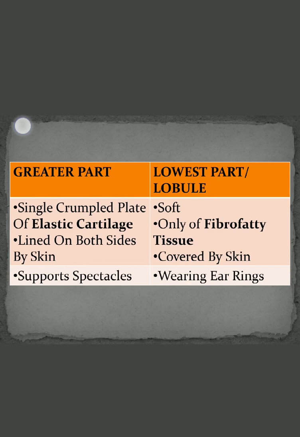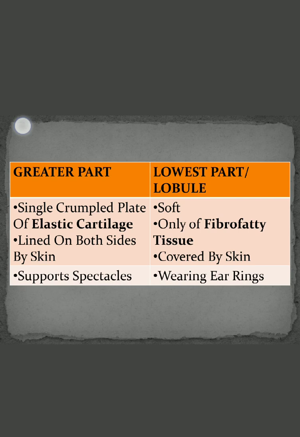So we divide this auricle into a greater part and a lowest smaller part, which is also known as lobule. जो greater part है, it is composed of elastic cartilage. और वो इलास्टिक कार्टिलेज जो है उसकी अपीयरेंस है एज अ क्रम्पल्ड प्लेट. क्रम्पल्ड बेसिकली जैसे किसी पेपर को हम क्रश कर देते हैं और उस पर क्रीज आ जाती है, सो दैट इज़ क्रम्पल्ड. इलास्टिक कार्टिलेज को ऐसा लगता है जैसे एकदम क्रश कर दिया है. दैट इज़ द काइंड ऑफ अपीयरेंस ऑफ द ग्रेटर पार्ट. दोनों तरफ स्किन से लाइन है और ये वो पार्ट है जो हमारे स्पेक्टिकल्स को सपोर्ट देता है.